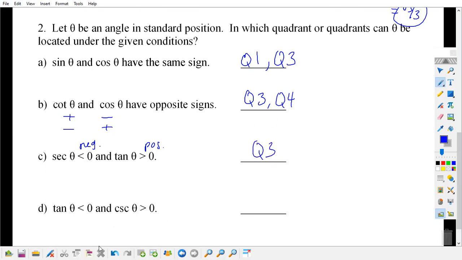All right. Last one, just to check. We're looking for tan theta is negative because it's less than 0. And we're looking for when cosecant theta is greater than 0. So when is it positive? When is cosecant theta positive and tan is negative? 2, quadrant 2. Okay, and that concludes everything in Unit 6.